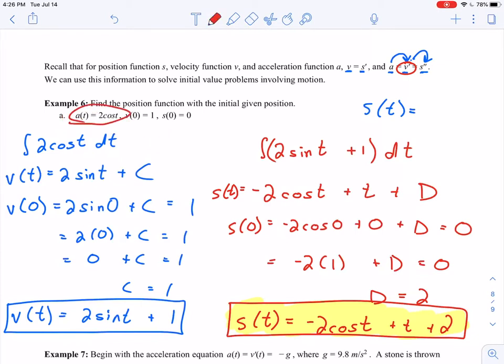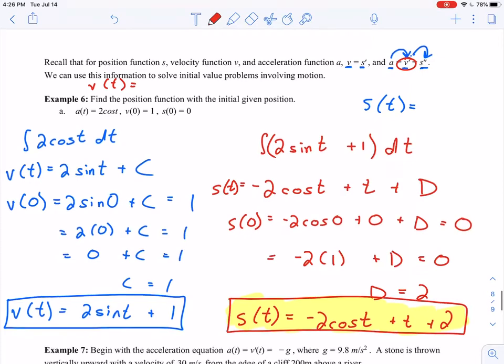Be careful with some of these in the homework. Sometimes they will give you the acceleration function. You may have instances, though, where they just start off by giving you the velocity function. So just make sure that you're paying attention. You know exactly which function you are starting with. Are you starting with acceleration or are you starting with velocity?